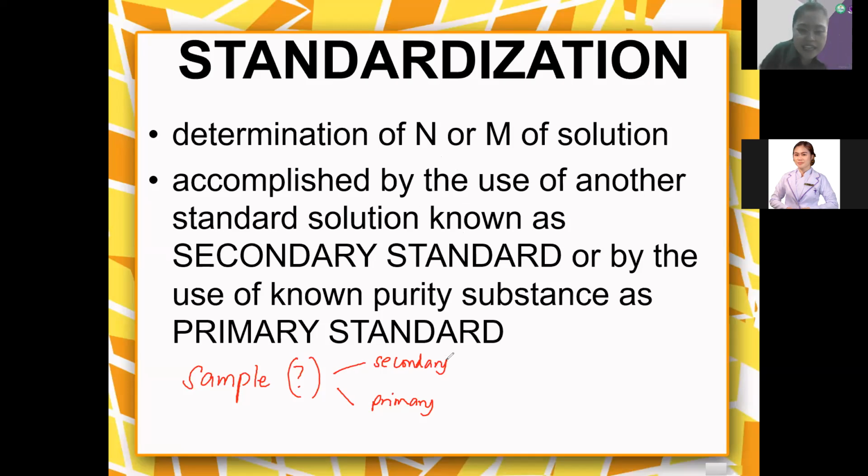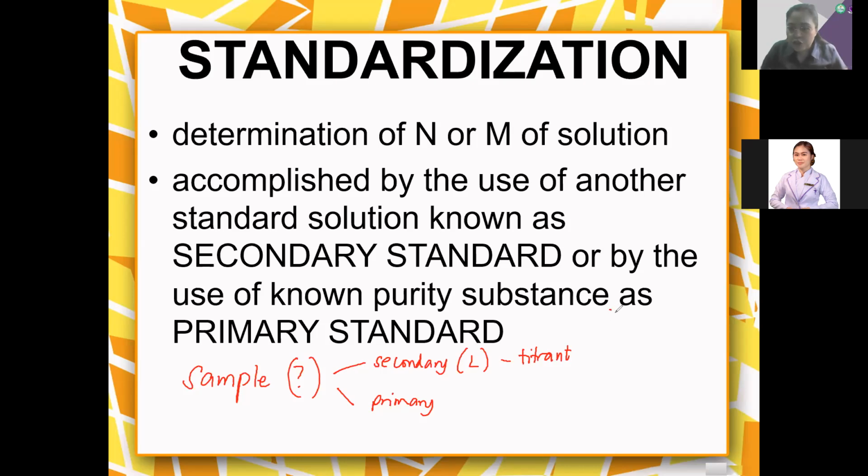Okay. So, ano bang kaibahan ni secondary and the primary standard? Secondary standards are liquid substances. Okay? Liquid substances. Meaning yan, we have a sample. The sample can be a liquid or a solid. But if you're going to do standardization, you're going to do titration, and then the other substance that you use is a liquid, it is called a secondary standard. Okay? So that will be our titrant here.